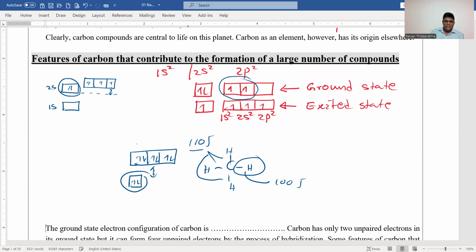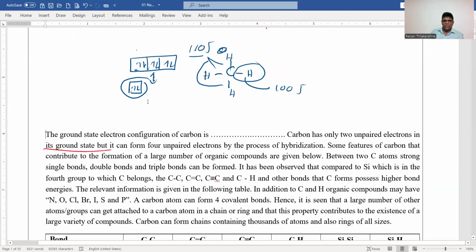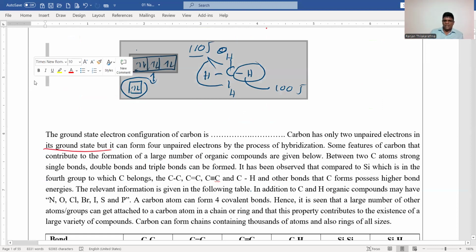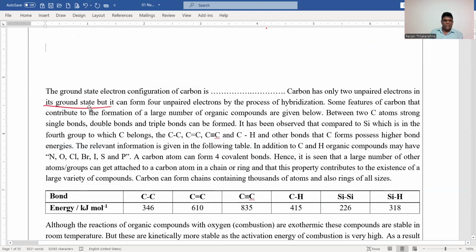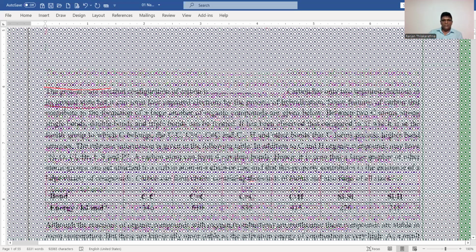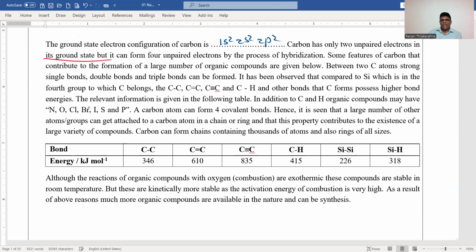How does it happen? At that time only, we need to know about hybridization. How that hybridization occurs, I am going to go into detail later. But now we need to know the electron configuration of carbon is 1s2, 2s2, and 2p2. And it has only two unpaired electrons, so it can form only two bonds. But practically, carbon forms four bonds. How can it form four bonds?